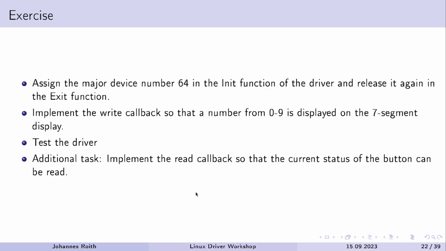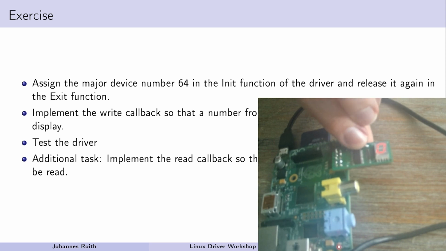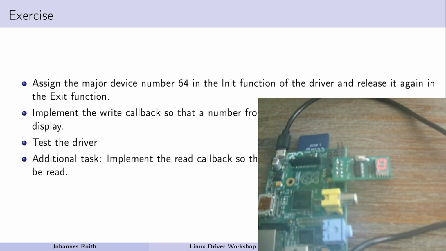Okay, so now let's come to the next exercise. So your task is, you have to assign the major device number 64 in your init function and create a character-oriented device for it and release it again in the exit function. Then you have to implement the write callback so we can display the numbers from 1 to 9 on our 7-segment display. Then of course you have to test the driver, and the additional task here is we also have a button available here. So you can also implement a read callback which will return the current status of the button, and that's basically the task for now.